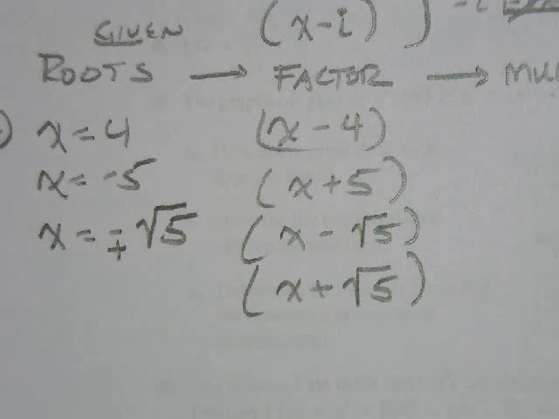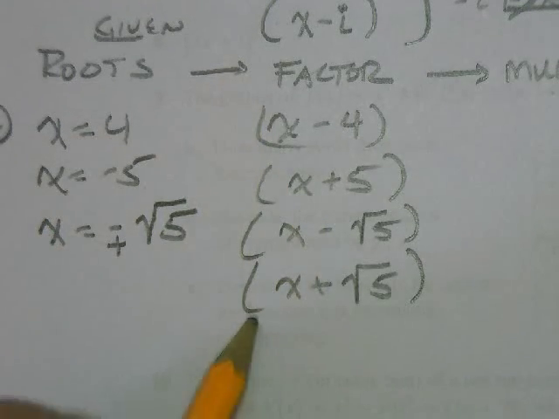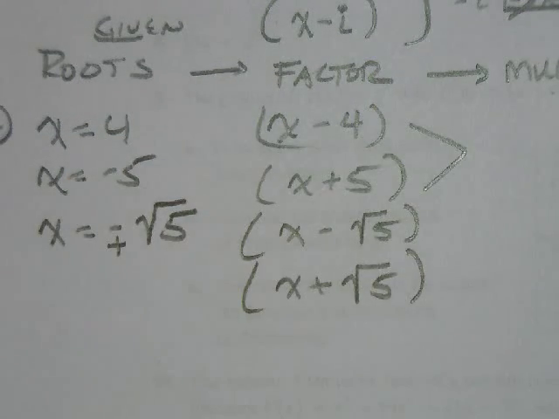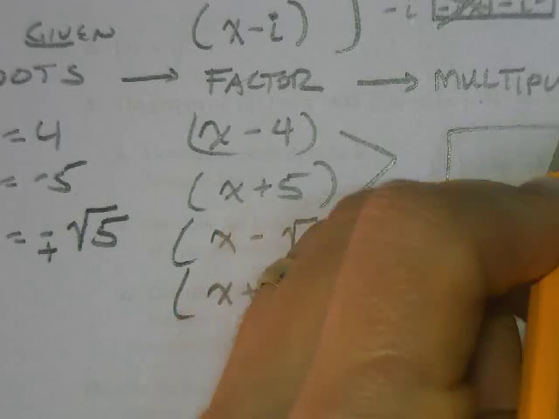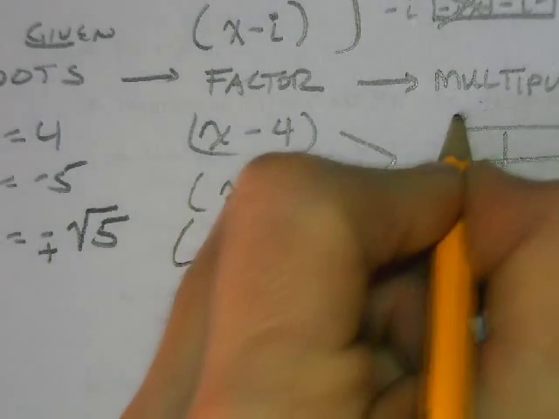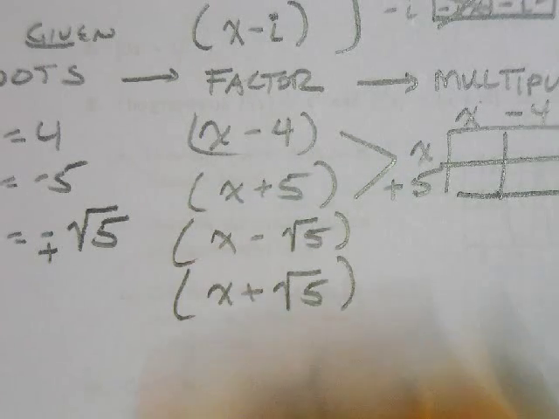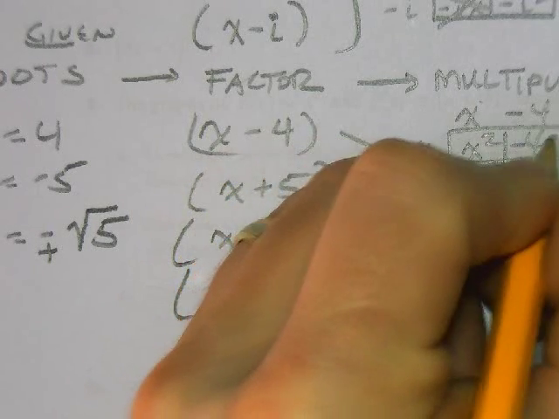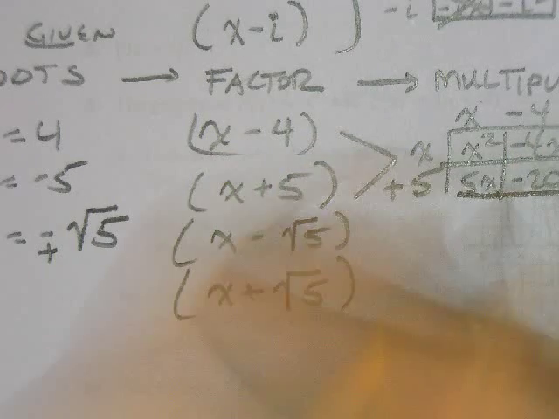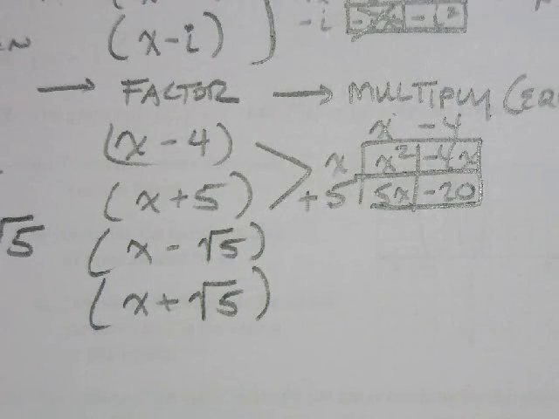So we're going to take our factors, multiply them together. We'll multiply x minus 4 and x plus 5 first. X minus 4, x plus 5. This gives you x squared minus 4x plus 5x minus 20. So all that together equals x squared plus x minus 20.